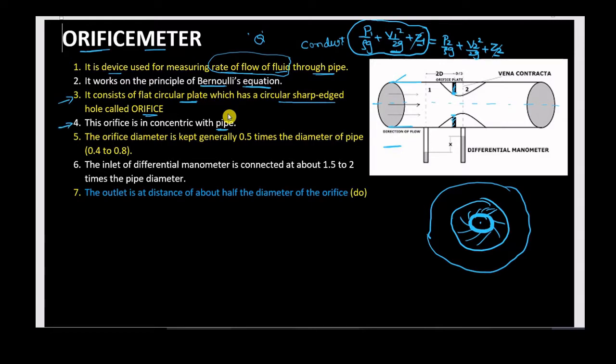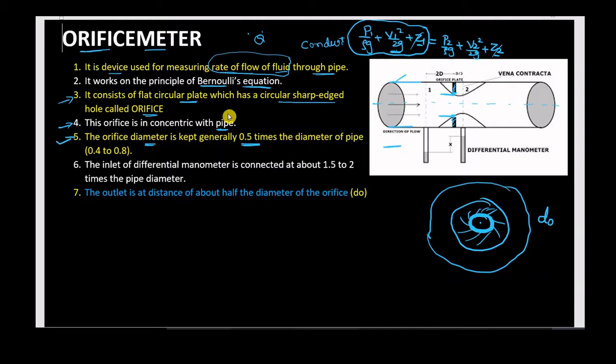The point number 4, again there is a design consideration point. The orifice diameter means what? This diameter. This is called an orifice hole, orifice plate, or orifice pipe. Orifice diameter, that is DO. DO is the diameter of the orifice, and it is generally 0.5 times the diameter of the pipe. So this diameter is 0.5 times the diameter of the pipe.